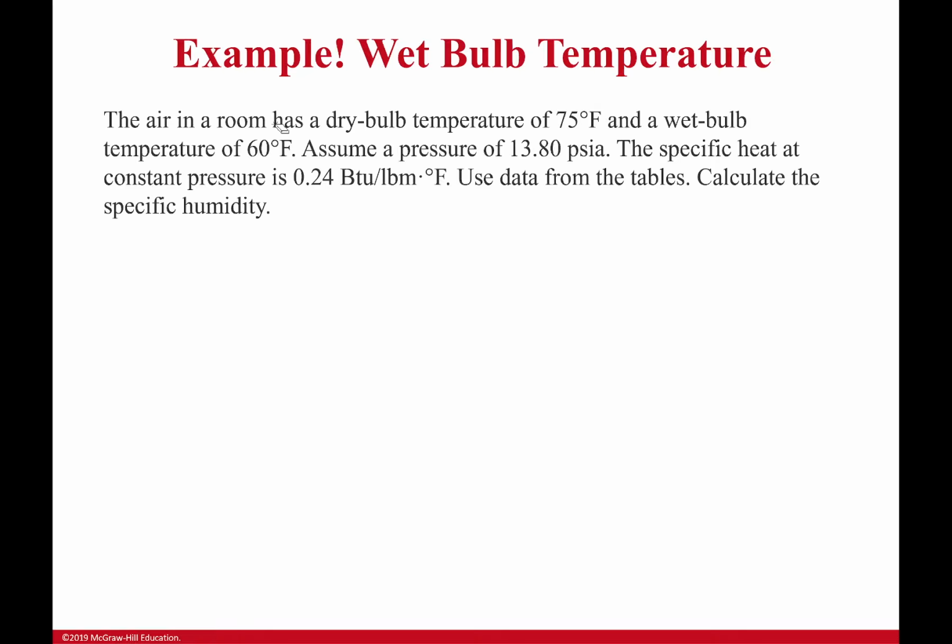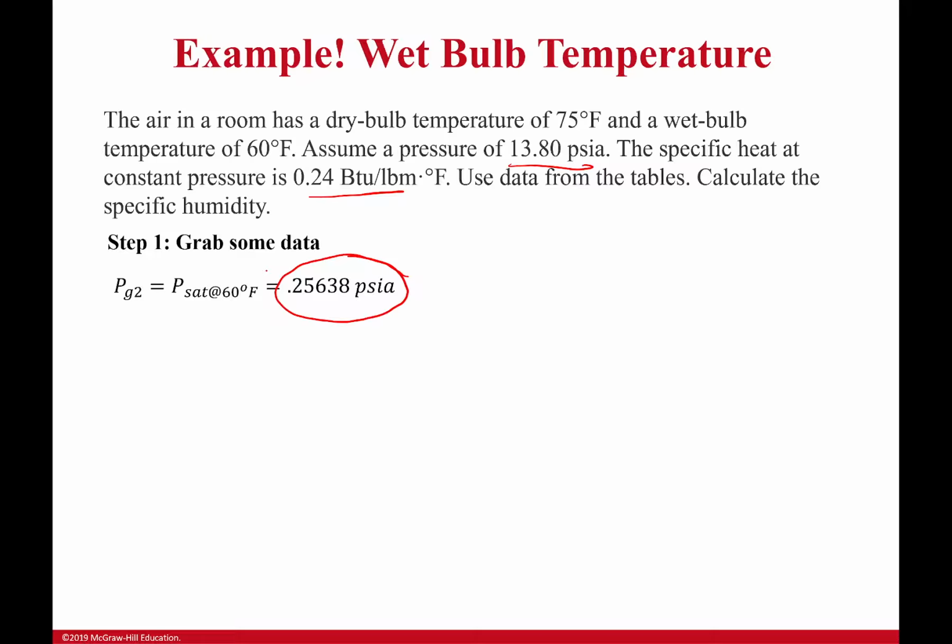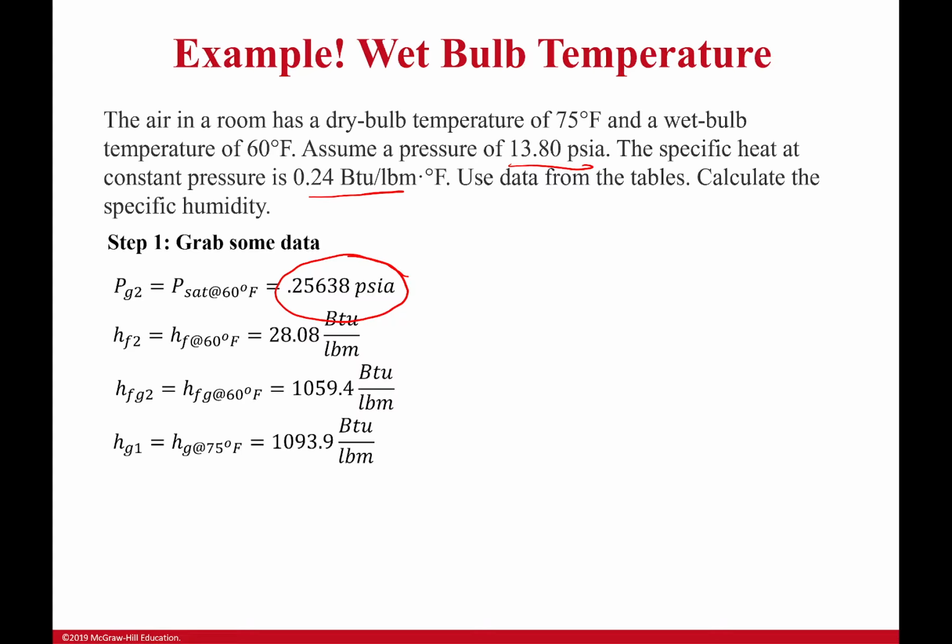Okay, we're assuming this is the pressure of our air in the room, and we have a constant specific heat of this for the air. Everything else we have to get from the tables. So it says calculate that specific humidity. Let's get to it. First off, we're going to grab some data. So this is all the stuff I have to get from the tables. First off, what is my saturation pressure at my wet bulb temperature? This I need to get my final specific humidity. So I can get the specific humidity of a completely saturated air for whatever this room is. Everything else is so I can get my specific humidity of the actual air.